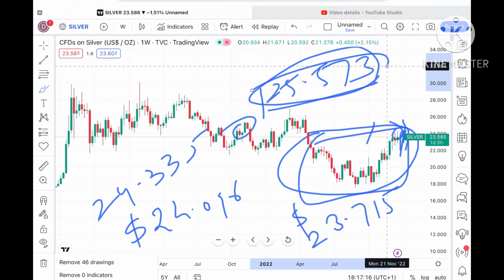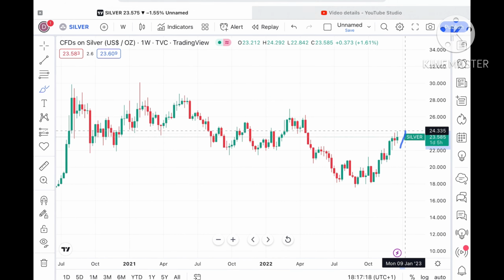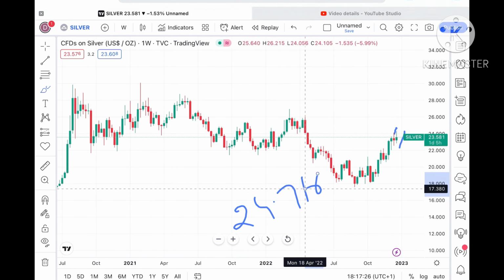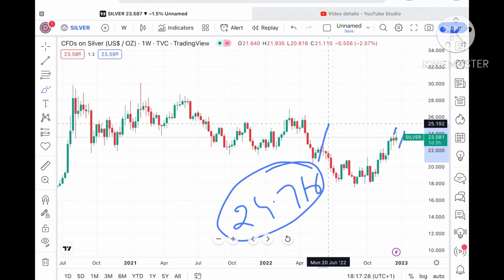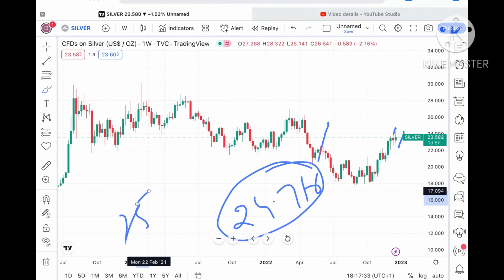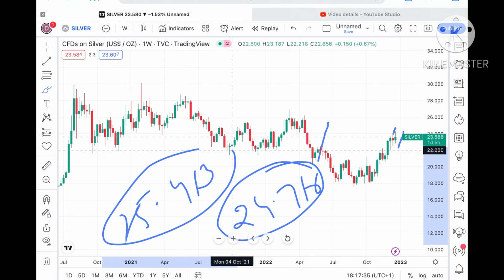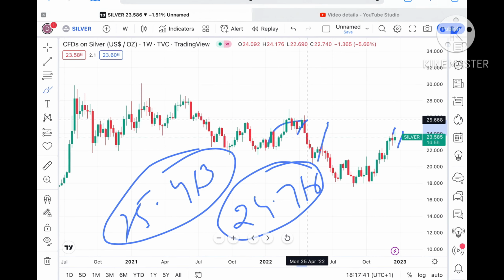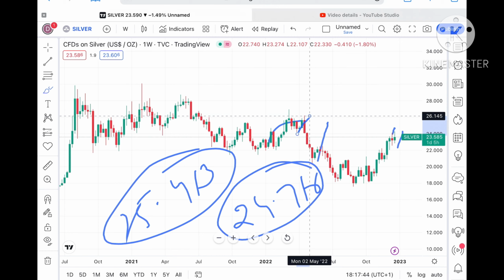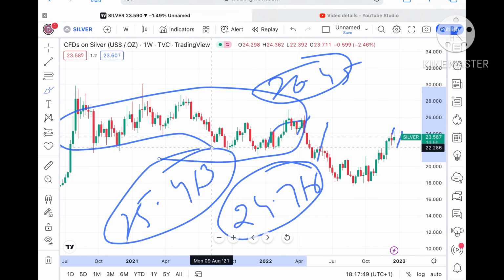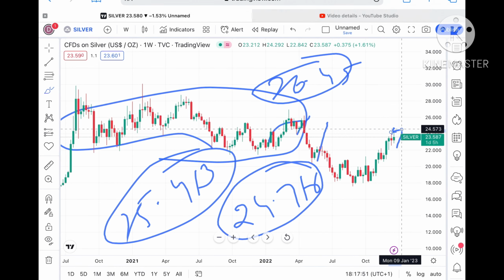Again I repeat, once it moves upside and touches a level of $24.335 and sustains above that level, then we can see it go towards a level of around $24.716, and from there it can go further upside and touch a level of around 25.413. This level is already being tested here, so chances of moving further upside are there. We can see a level of $24.573, and it can go towards a level of $26.145 and then further upside, because this is the zone it will come into once it moves above this particular zone.